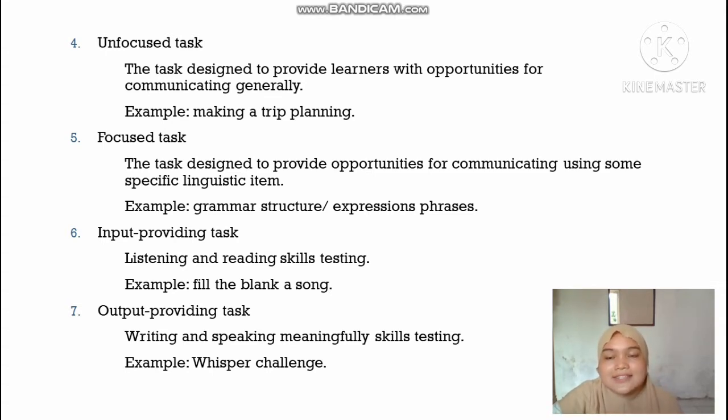Then, focus tests. The tests are designed to provide opportunities for communicating using some specific linguistic item, for example, a grammar structure or expression phrases.